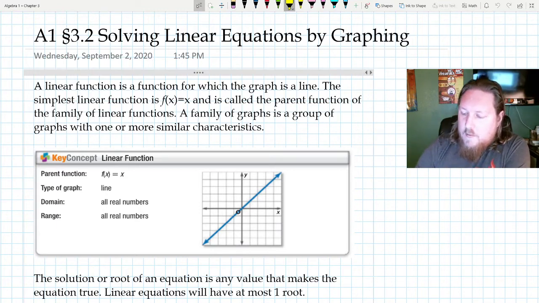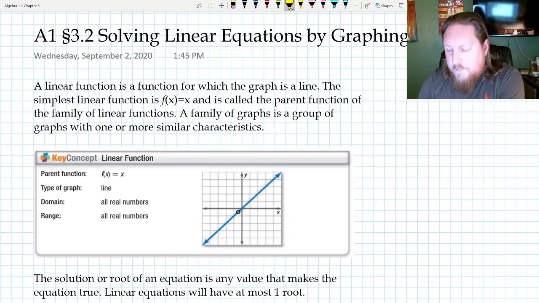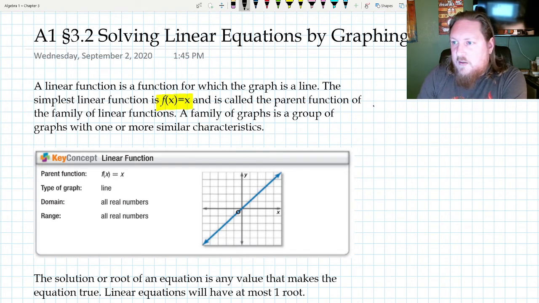So, linear equations, we've talked about how they are straight line equations. Like if you look at them visually, they make a straight line. The simplest form of this is the function f(x) = x. You also might see it as y = x as well. It's the most basic form of this family of functions.